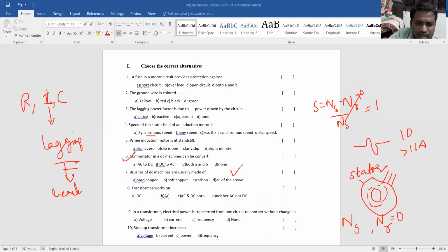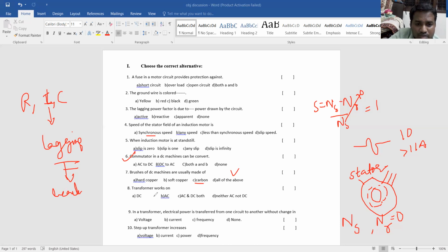Now coming to the seventh one, brushes of DC machines are usually made up of. Here brushes are generally made up of carbon. The purpose of the brush is to collect the current. So we are going to use carbon.